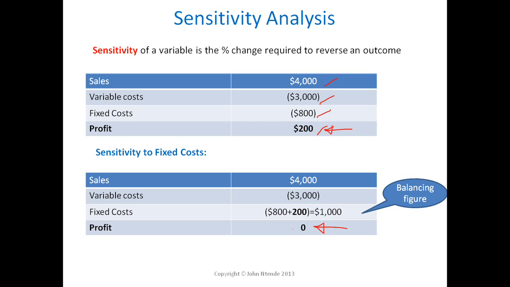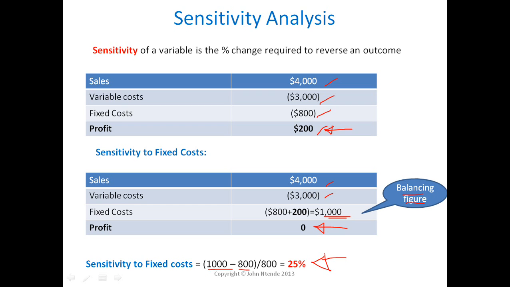So to get a profit of 0, if these are fixed, then we need the fixed cost to equal 100, and clearly it is a balancing figure. So the sensitivity is the percentage change which has occurred in the fixed cost. So our new fixed costs are 1,000. The original fixed costs were 800. So as a percentage, we end up with 25%.